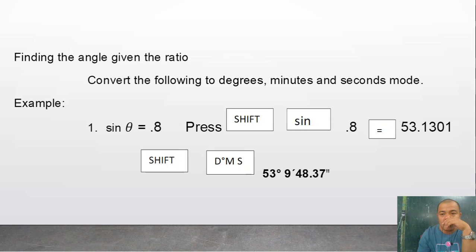Okay, finding the angle given the ratio. Convert the following to degrees, minutes, and seconds. Example, sine theta is equal to 0.8. What we're trying to find here is the measure of the angle theta. To find the measure of angle theta, all you have to do is press in your scientific calculator shift sine 0.8 equals 53.1301 degrees. That will be the measure of the angle. If you want to know its equivalent in degrees, minutes, seconds, you just press shift DMS. It's in your calculator in DMS: 53 degrees, 9 minutes, and 48.37 seconds.